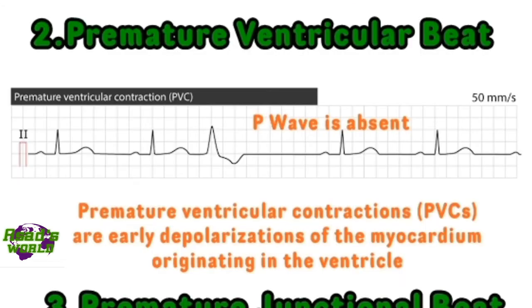So moving forward, we're going to talk about premature ventricular beats. Premature ventricular beats, or you can call them contractions or PVCs, are early depolarizations of the myocardium that actually originate in the ventricle. And because of this, your P wave is absent on your ECG graph.